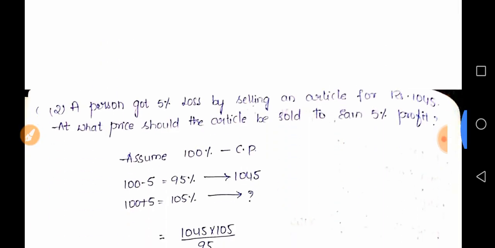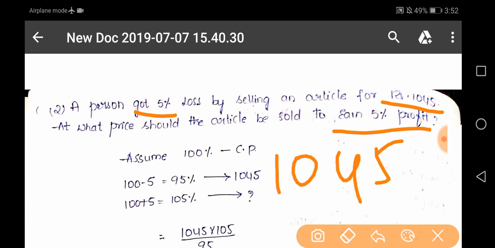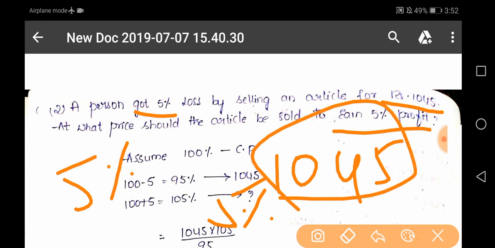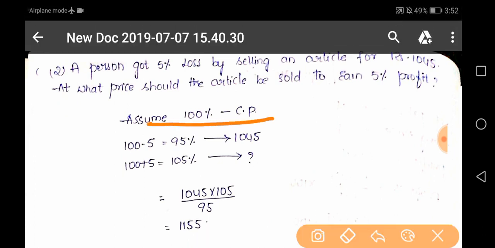So here is another problem. A person got 5% loss by selling an article for rupees 1045. At what price should the article be sold to earn 5% profit? What is this? He had an article, okay, so he sold it for 1045 rupees, but he got 5% loss. That means he sold it for a low amount. So to get 5% profit, at what amount should he sell that article? That is the question. So here just assume 100% as CP, okay.